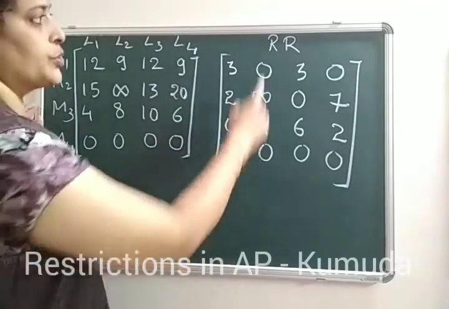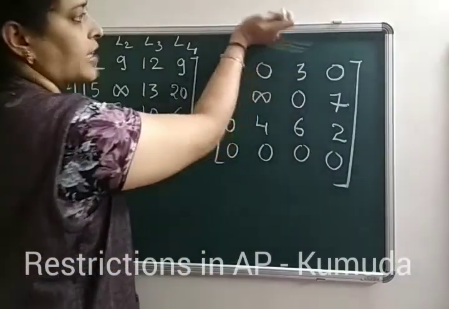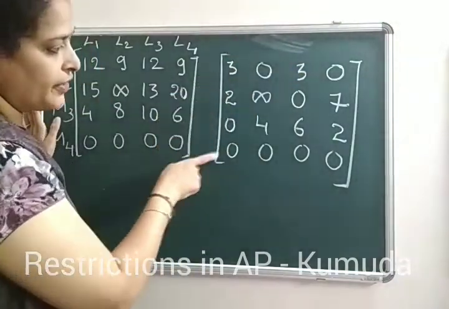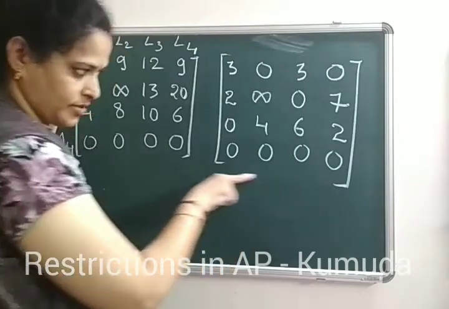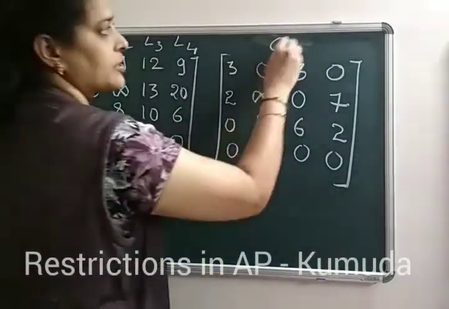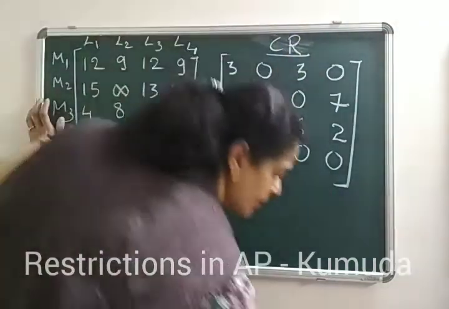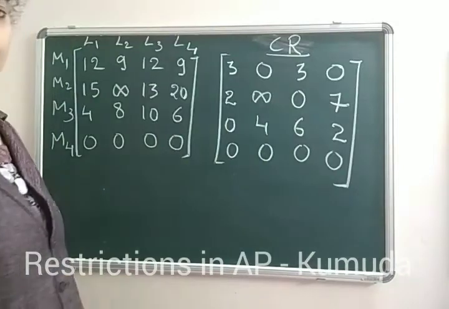So now, after the row reduction, we are supposed to perform the column reduction. In this case, since the last row is zeros, every column already has a 0, and the column reduction would result in the same matrix. So once we have the row reduction and column reduction done, the next step is to make the assignment.